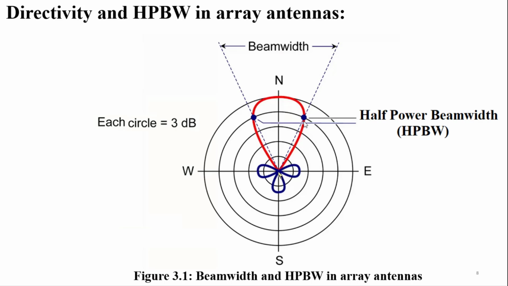So if we have two array antennas and we want to know which one is more directive, the more directive array antenna is the one that has the smaller half power beamwidth. This parameter is very important in array antennas: the half power beamwidth.